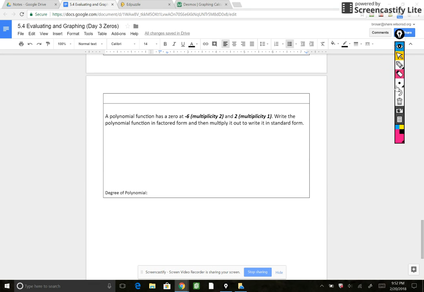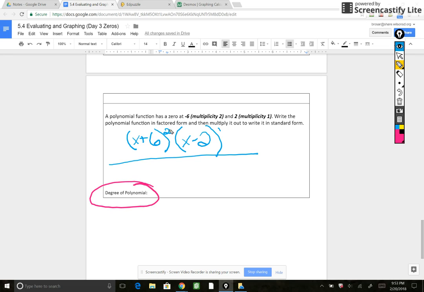And then the last problem, it says a polynomial function has a zero of -6, multiplicity of 2. So a zero of -6 would be x plus 6, and multiplicity of 2 is the power. A zero at 2, so that'd be x minus 2, multiplicity of 1. So then this is my polynomial, and then the degree of the polynomial is by adding the multiplicities together, so the degree would be 3.